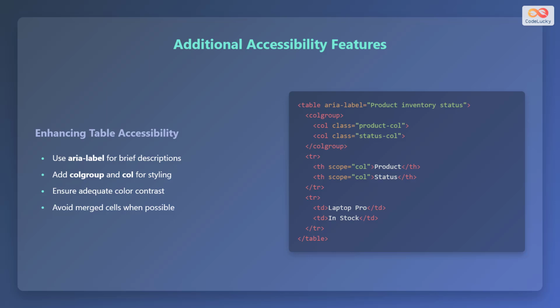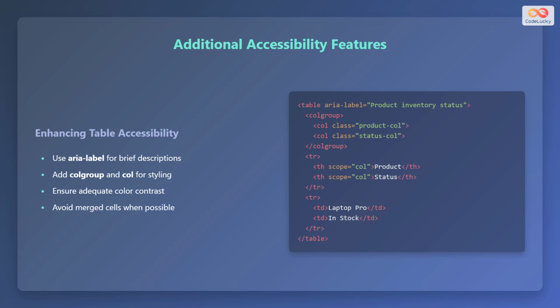Enhance table accessibility by using aria-label for brief descriptions. Adding colgroup and col elements for styling. Ensuring adequate color contrast and avoiding merged cells when possible. Here's an example incorporating these additional accessibility features.